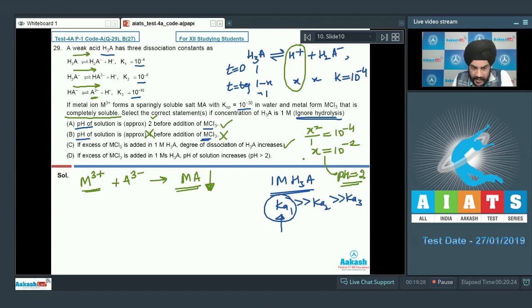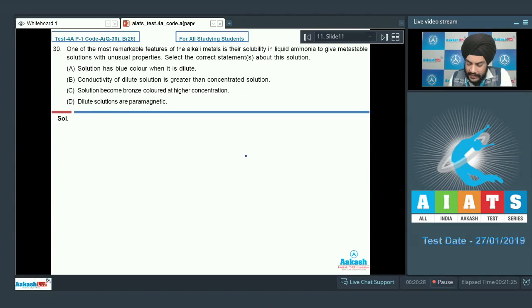If we look at the D option now, if excess of MCl3 is added in 1 molar H3A, the pH of the solution increases. So this statement is incorrect, students. Due to addition of MCl3, we had seen that all of these equilibriums will shift in the forward direction, which will lead to an increase in the concentration of H plus ions, which will further decrease the pH. So students, we can see that we have to select option A and option C as the correct answer to this question. Let us look at the next question, question number 30.